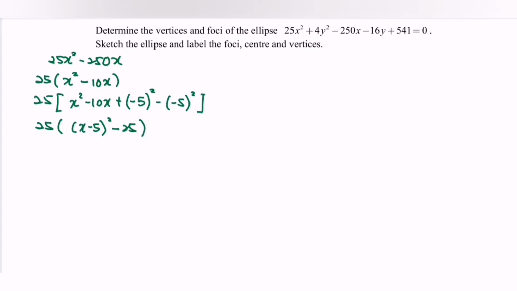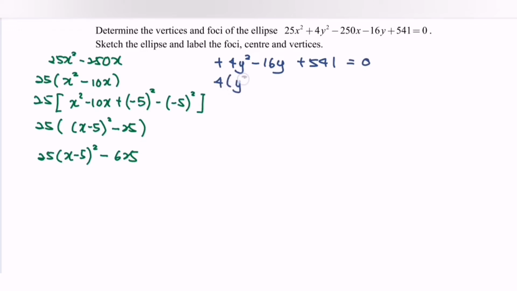Kindly expand. So here we have 25 multiplied by x minus 5 squared minus 625. So that is the x part. Kindly move on with the y part. Here we have plus 4y squared minus 16y plus 541 equals 0. Kindly factor out the 4. Here we have y squared minus 4y, and plus 541 equals 0.